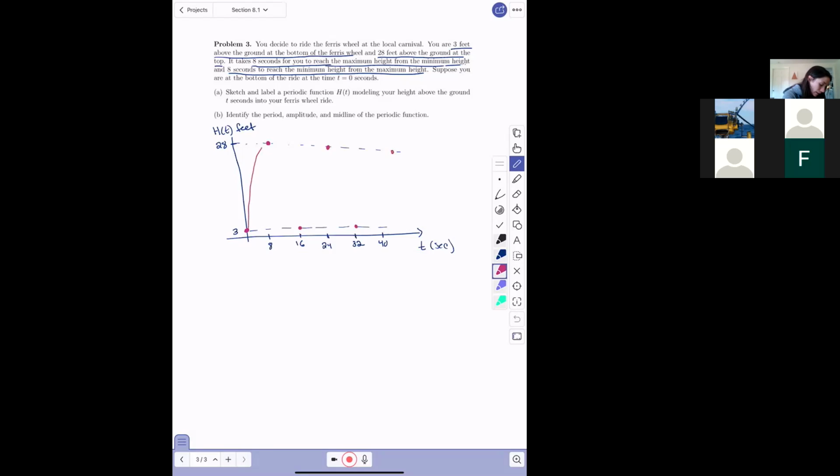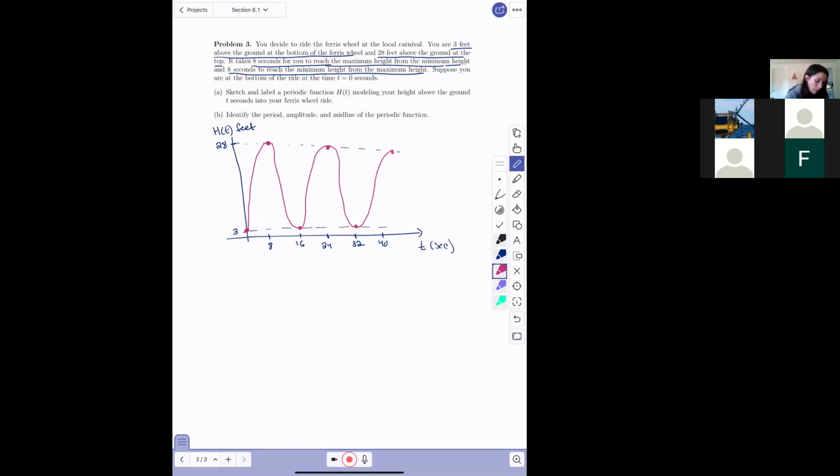So if we just connect these, again, mine's definitely not a pretty graph. I don't expect yours to be perfect either, as long as you have the important points. And that's our periodic function modeling this situation. Excuse me? Yep. So would they ever give us a word problem like that and it be not a periodic function? I don't think so. Okay. That'd be kind of mean.